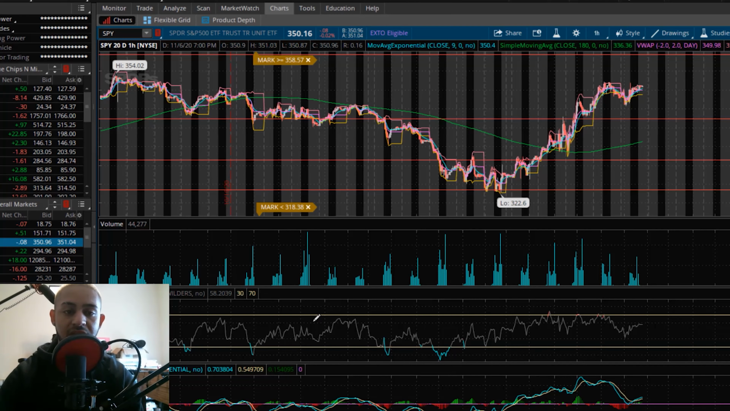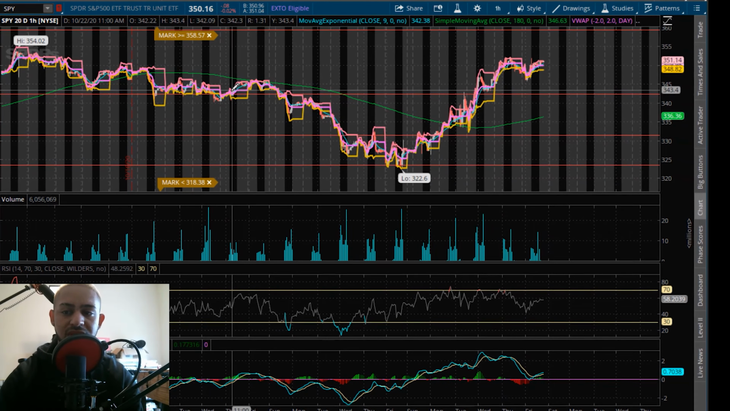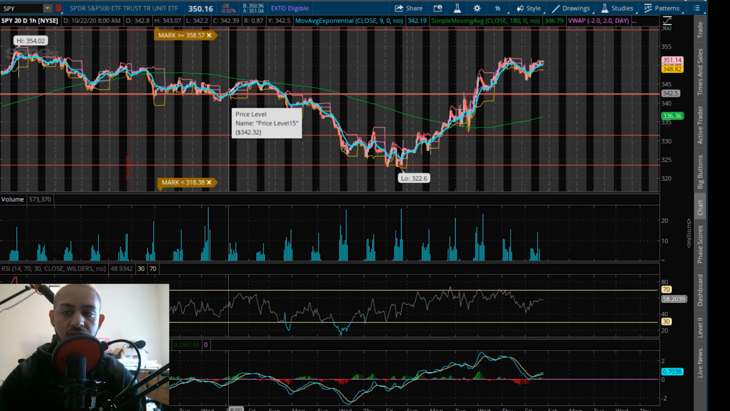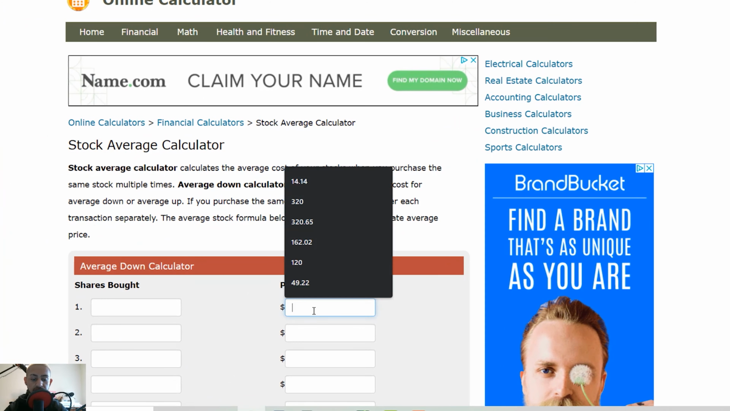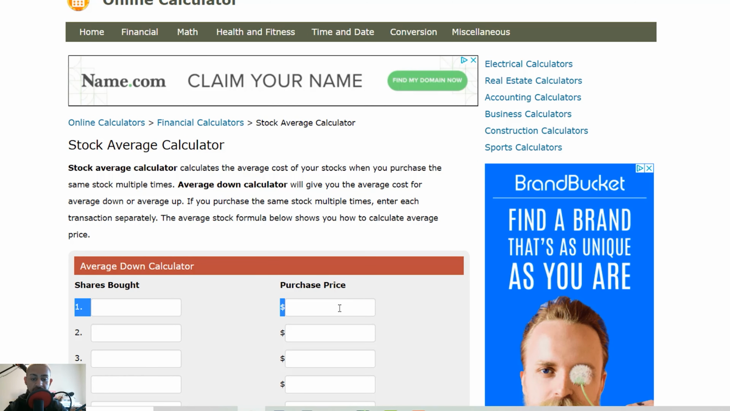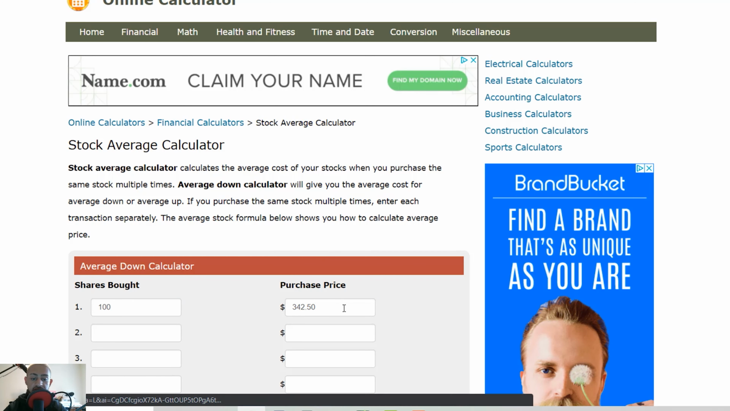So let's go back to that example. Let's just make a new number, $342.50. So put in the purchase price, $342.50, and let's just say we bought 100 shares. Let's just make this very easy. So we bought 100 shares at this price.